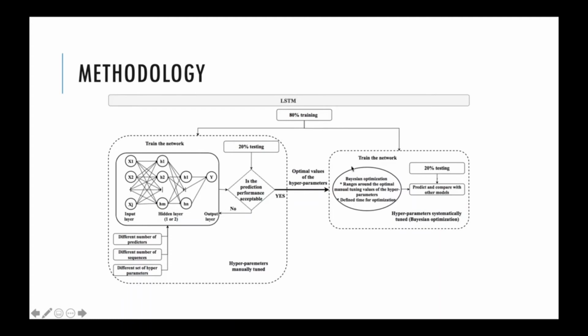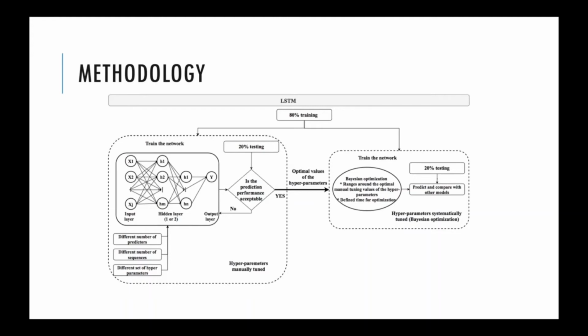So you will ask me now, what is the relationship between systematic tuning and manual tuning, between these two stages? Basically, after we did the manual tuning, we took the optimal values of the hyperparameters and we set our ranges for search for the systematic tuning for Bayesian optimization.